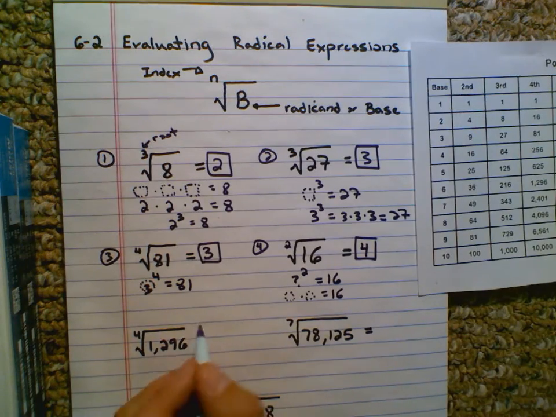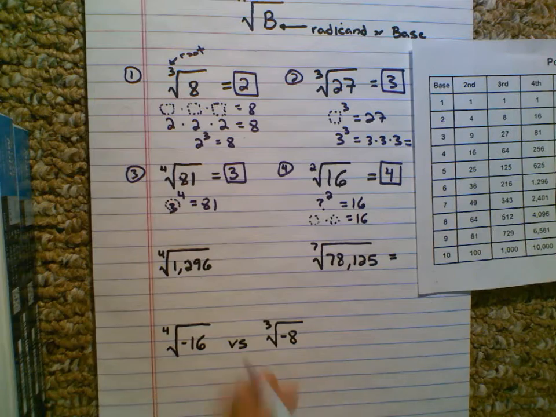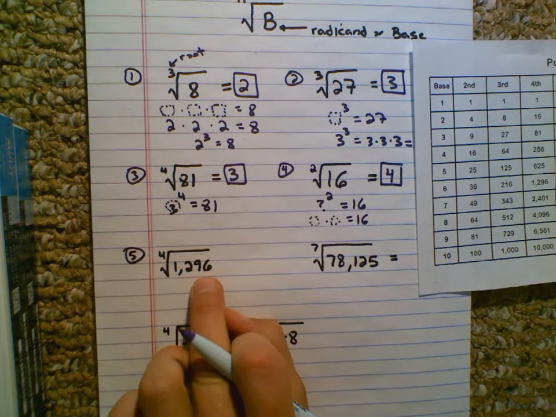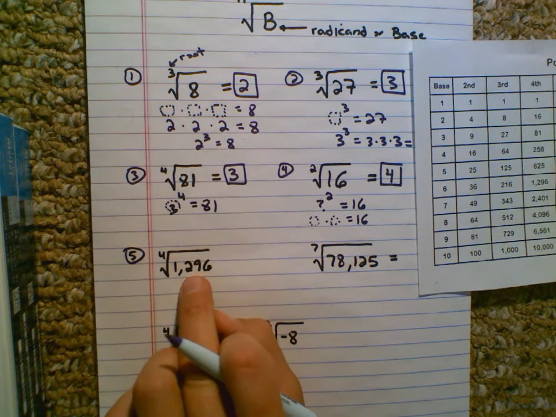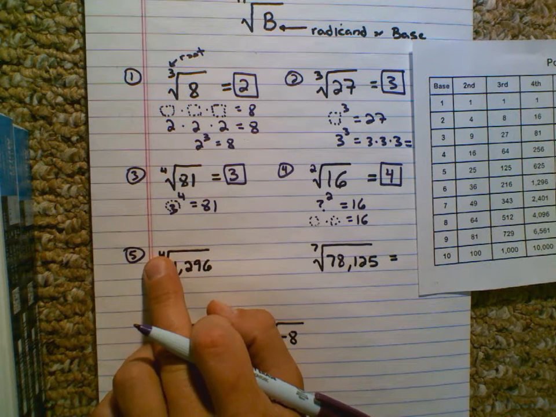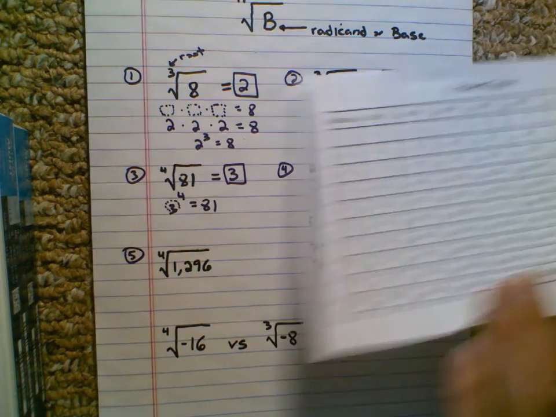All right, let's look at some bigger numbers here so we can get an idea of why this power table helps us. So let's say we look at number 5. Here I want to find the fourth root of 1,296. Now, I likely don't know this one in my head. I don't know which number, when it's taken to the fourth power, is going to give me the base underneath. So instead I rely on my power table.